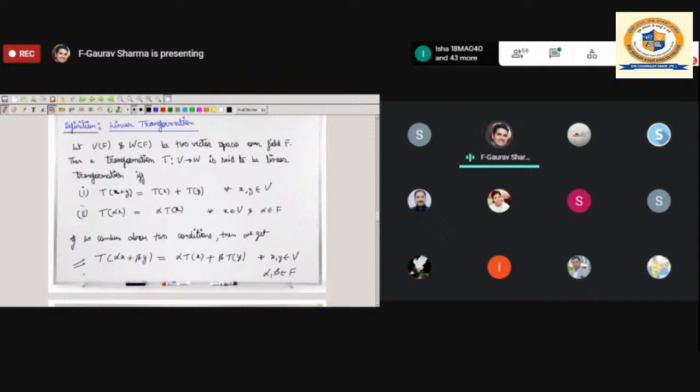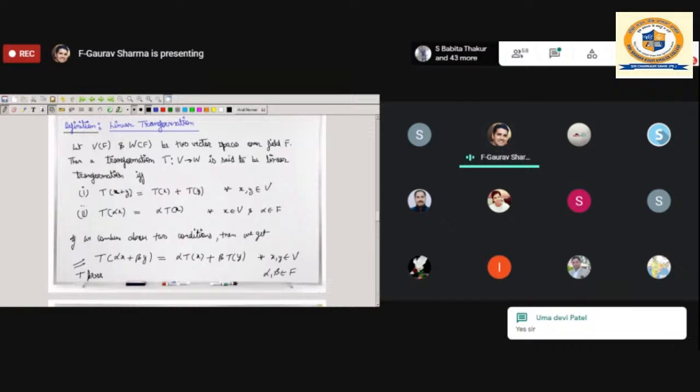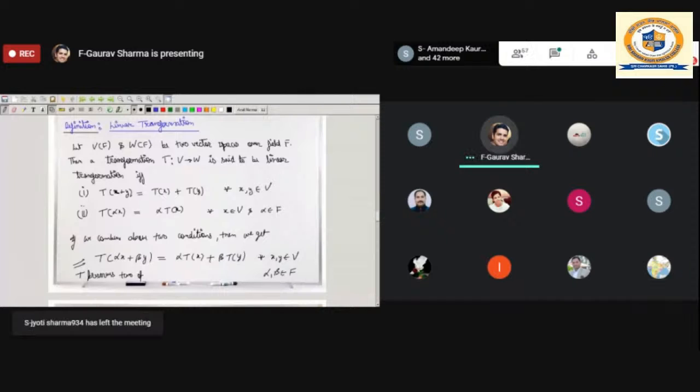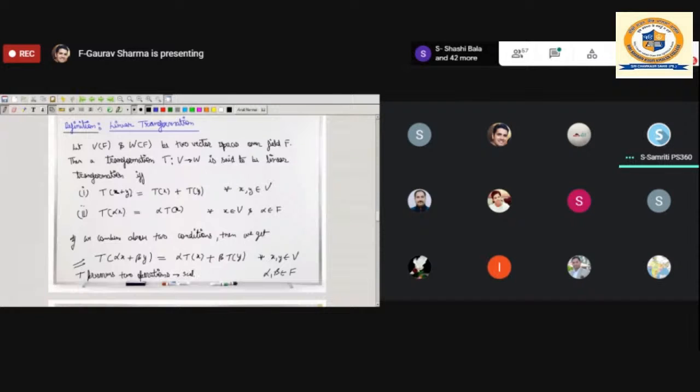Okay. So here up to this point, we have one conclusion that T preserves two operations. Now, Samriti, can you tell which are these two operations? Sir, scalar multiplication and addition of vectors. Yes. Scalar multiplication of vector and vector addition. So these are the two operations that are preserved under this transformation, under linear transformation T.